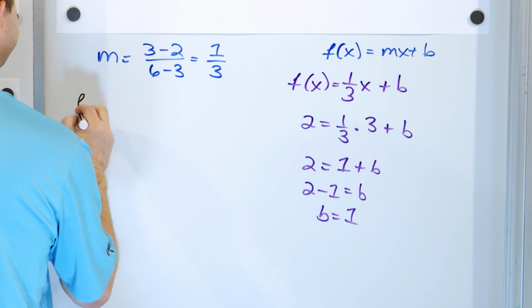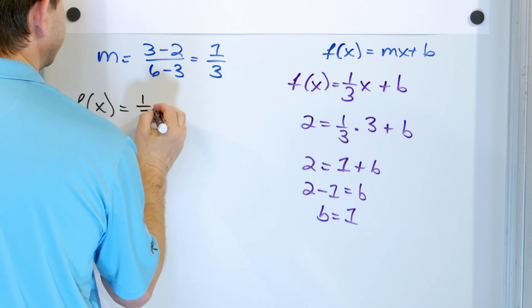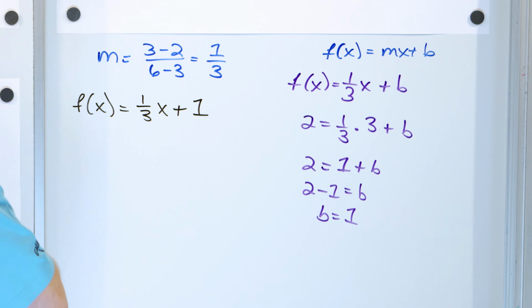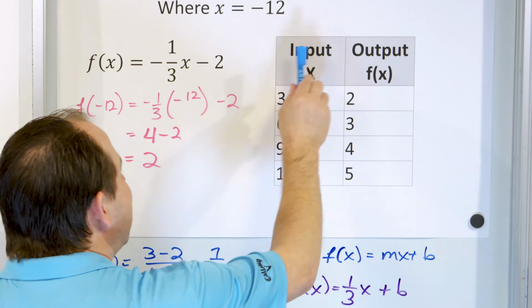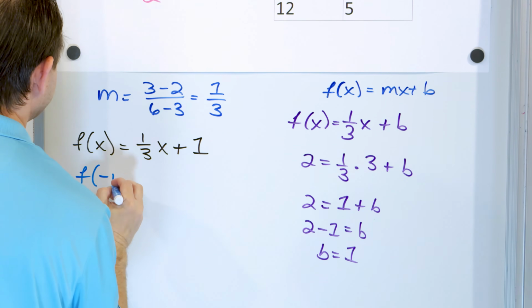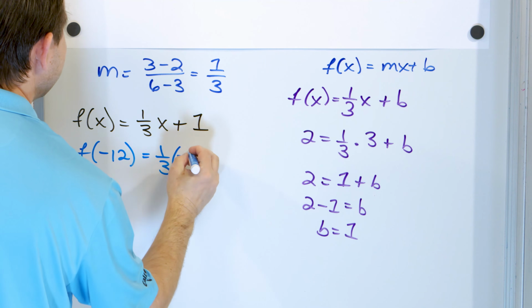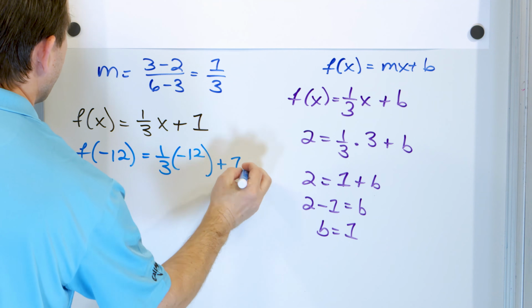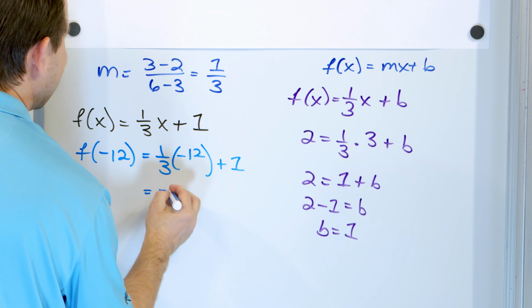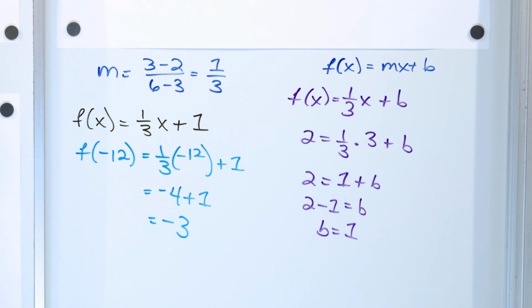Now, why do we do all this stuff? Because now we can write down that second function, mx plus b. The slope is 1/3 times x plus b, which is 1. Now, what do we do with that information? We want to figure out the value of this function when the input's negative 12. So we put a negative 12 on the input, 1/3 times negative 12. What do we get? 12 divided by 3 is 4, but we have this negative, so it's going to be negative 4 plus 1. And what do we get? We get negative 3 on the output.